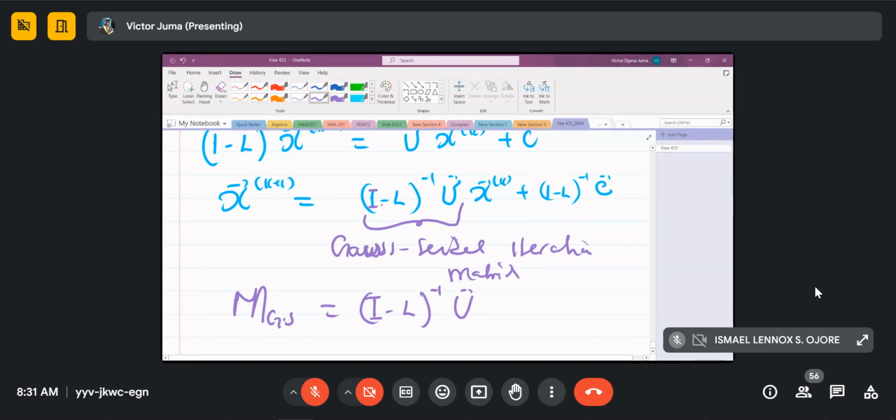And also, as we have said, these methods converge if their spectral radius is less than 1. But if the matrix is diagonally dominant, then that condition will always be satisfied. If not, then you can check for this condition. So any question?